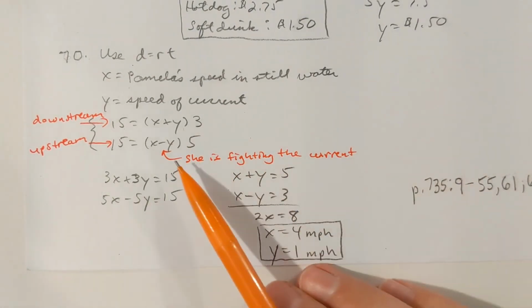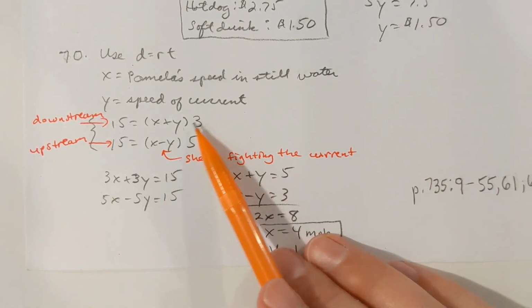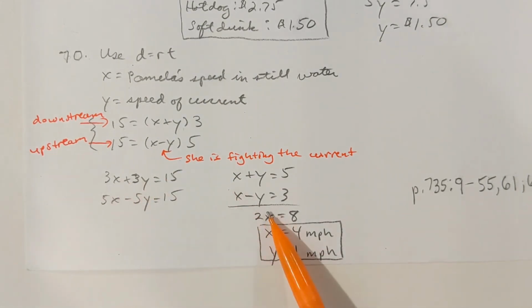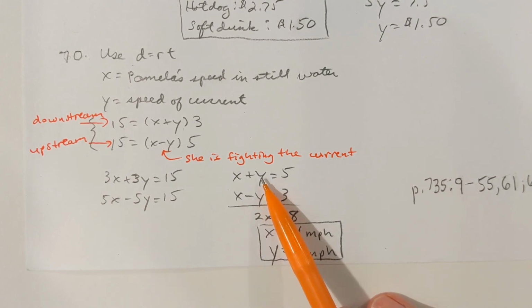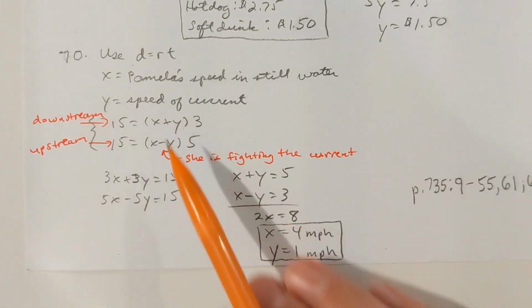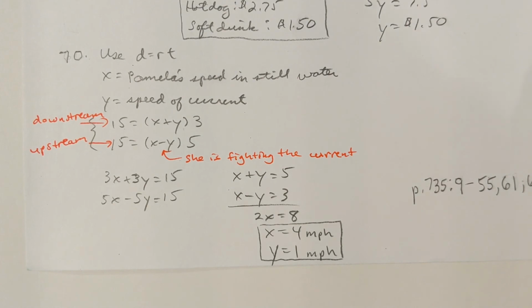If you solve then this system, I distribute here, and you can divide by 3 and divide by 5 actually. If we use the elimination method, we can immediately eliminate y. 2x equals 8 means that x is 4. If x is 4, we get y to be 1 when we plug that number back into either one of these two equations here. And so it looks like Pamela's speed in still water is 4 miles per hour. That sounds like a reasonable number. And the speed of the current would be 1 mile per hour in this problem.